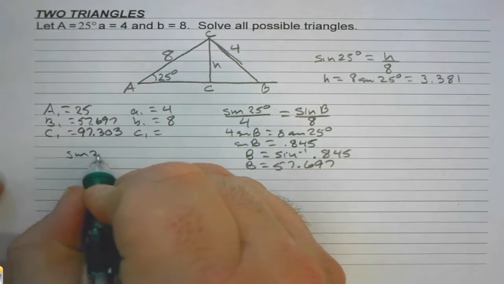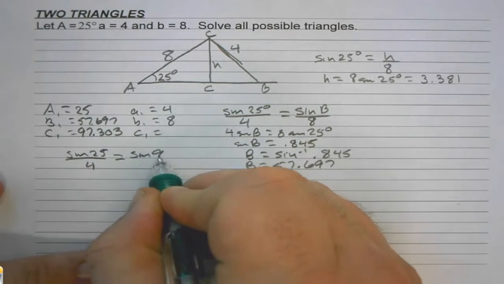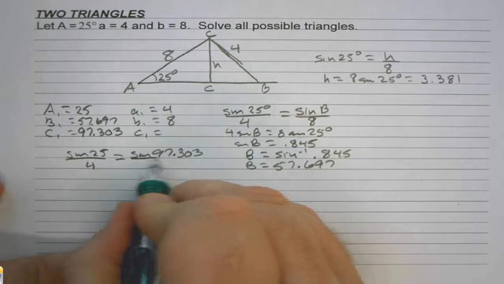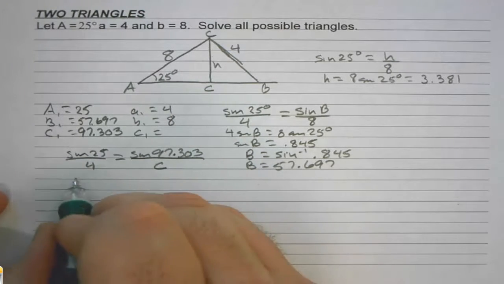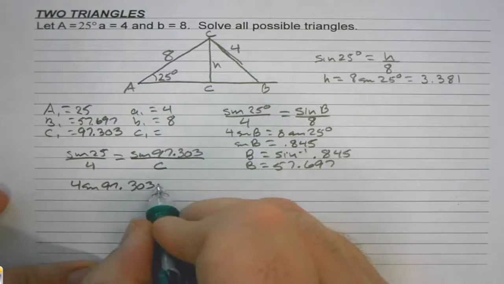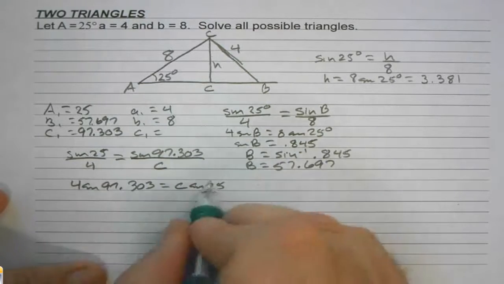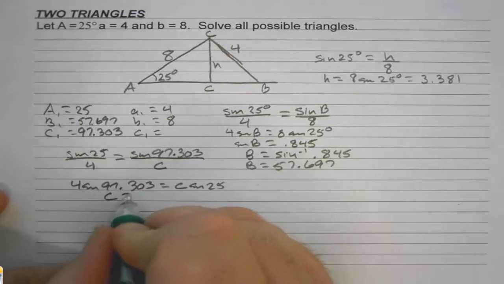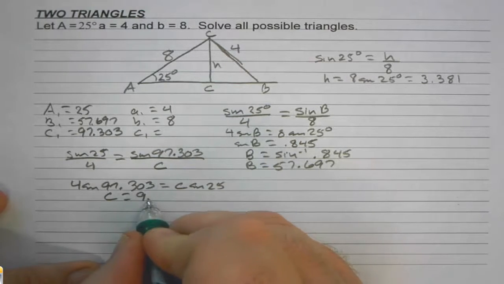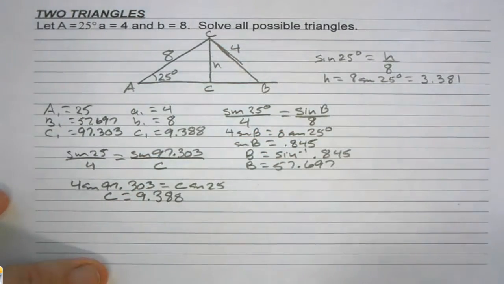Well, the sine of 25 over 4 is equal to the sine of 97.303, and I'll have that answer sitting in the calculator, over c. And so we'll cross multiply. So we have 4 sine 97.303 is equal to c times the sine of 25. So we just have to divide that multiplication by the sine of 25, and c ends up being 9.388. So there's the first triangle done.